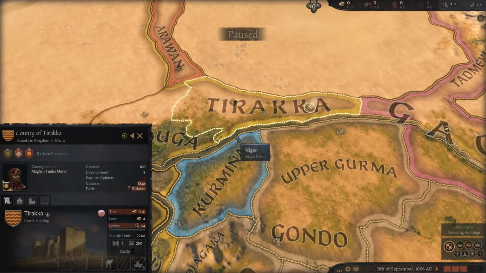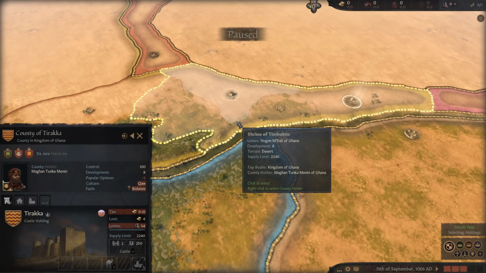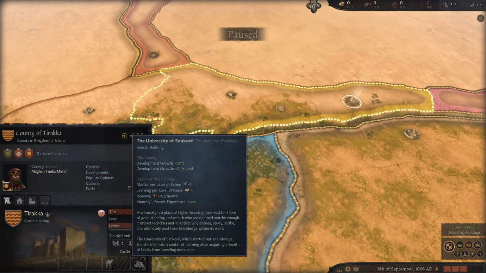Tiraka. And this is a site that exists, always constructed in 1066. If you start in 867, you have to take a decision to have it built, and that is the University of Sankore. The University of Sankore, which started out as a mosque, transformed into a center of learning after acquiring a wealth of books from traveling merchants. So what will this give you?